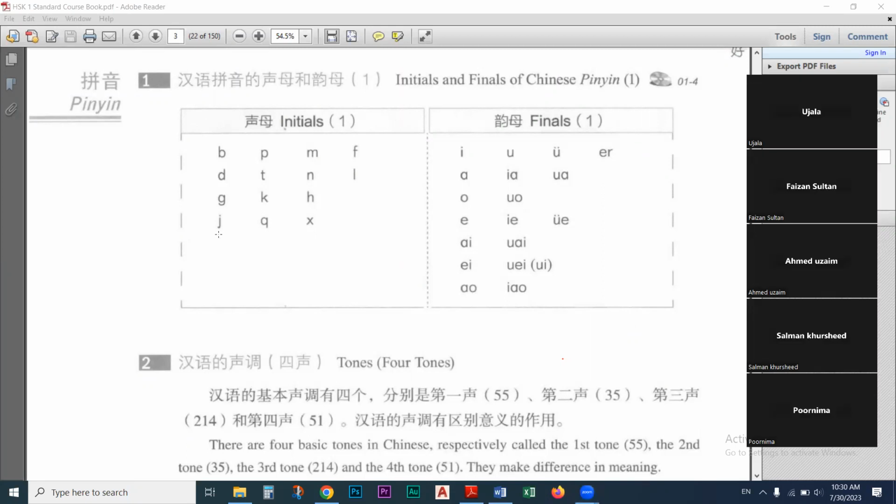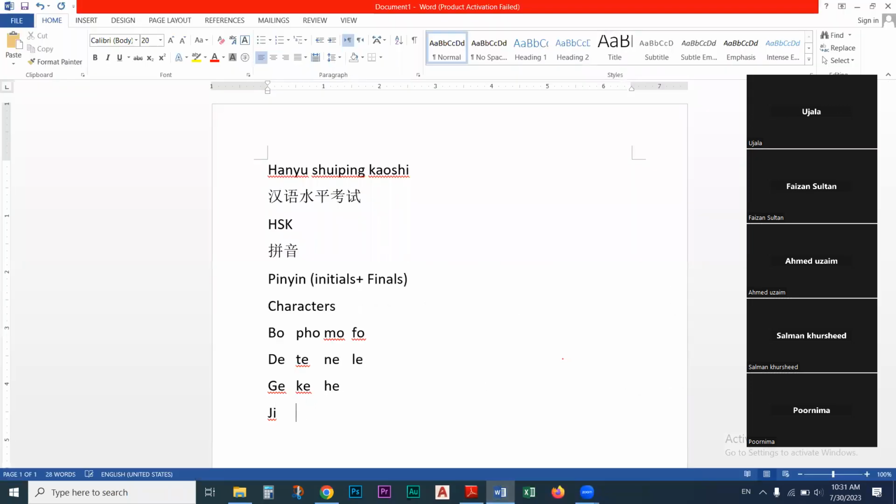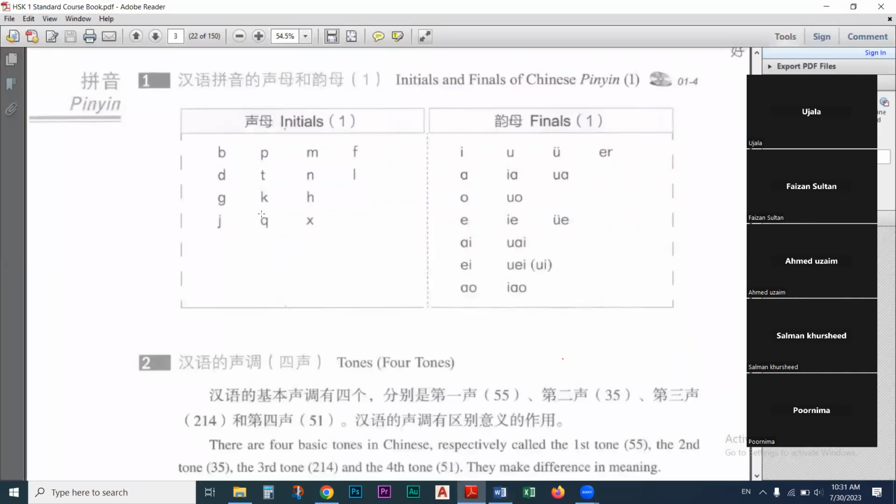In the last line, you can see these three letters, and these are not J, Q, and X. The sound of these letters is ji, qi, xi. So that Q gives you the sound of CH, not of a Q. In English, the sound of this letter is like K, but in Chinese it gives you the sound of CH.